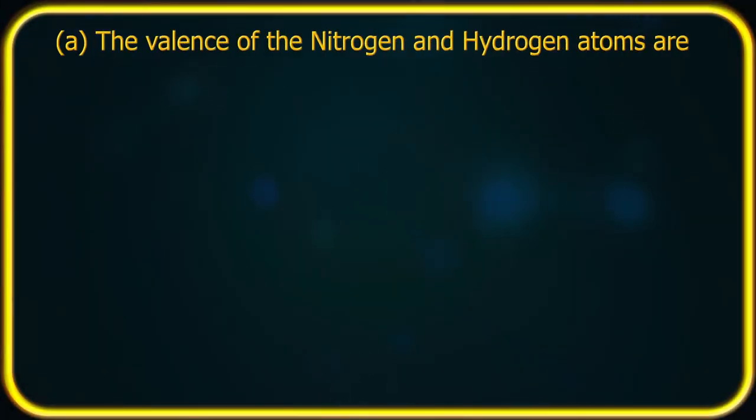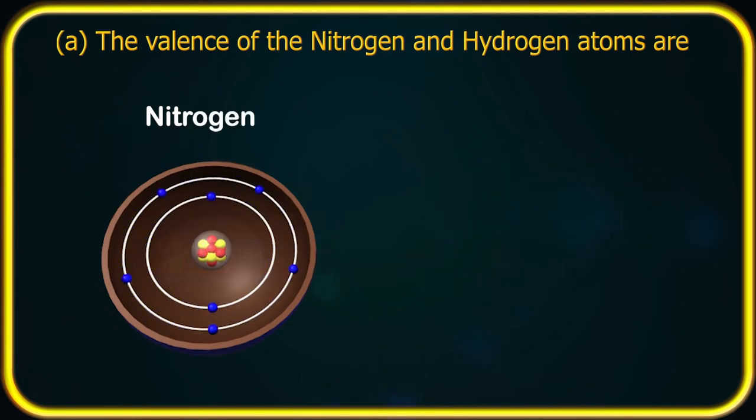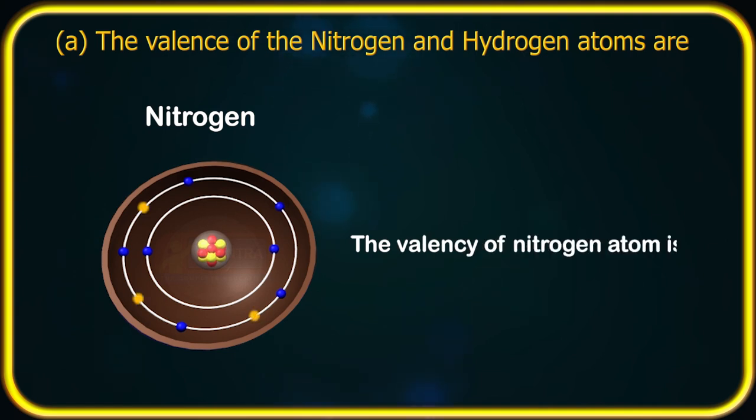A. The valence of nitrogen and hydrogen atoms are: in the outermost shell of nitrogen, there are 5 electrons. To get octet electronic configuration, it requires 3 electrons. So, the valence of nitrogen atom is 3.